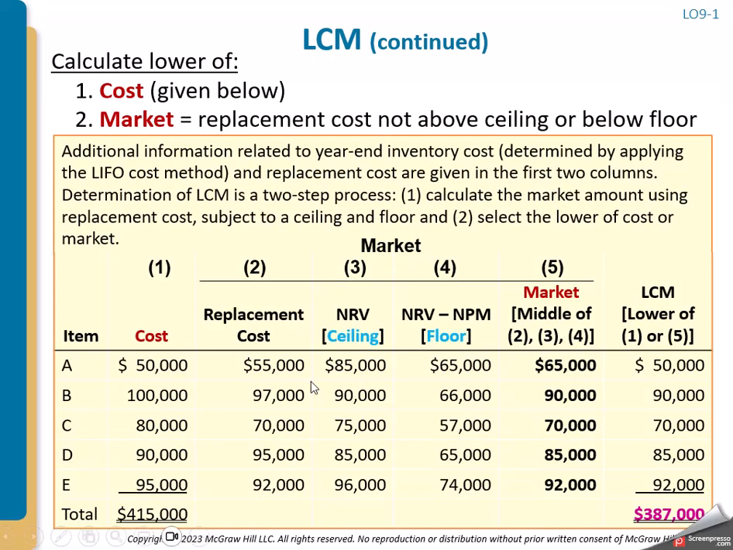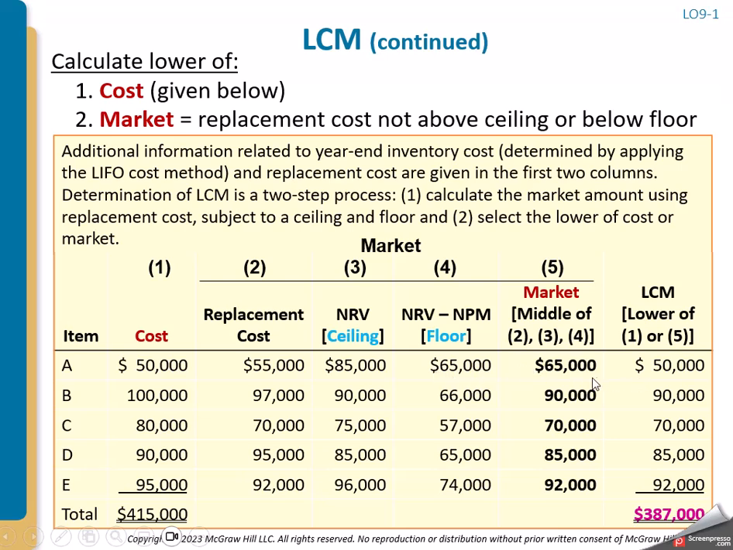So here again is showing us our cost of these items A through E. What is the replacement cost? If we were to go out and buy those products right now, what would we pay? And then we compare our floor and our ceiling to say, okay, the market value is going to have to be at that level. So for this one, it's going to be the 65,000. It's going to be the floor.